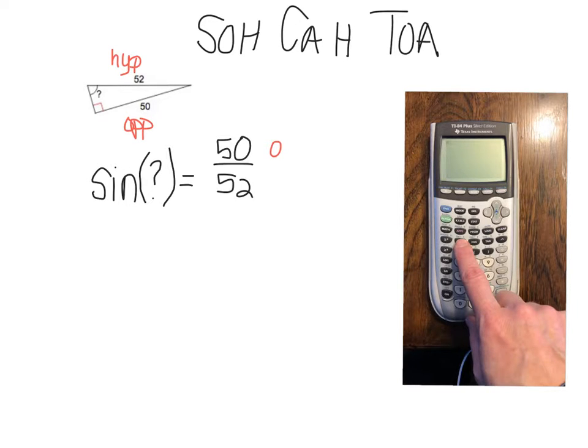So this represents my opposite, and this represents my hypotenuse. So sine is equal to the opposite over the hypotenuse. So the sine of the angle equals 50 over 52. Well, in order to get the angle by itself, which is what I'm trying to solve for, I need to undo the sine from that angle. This isn't multiplication, so it's not like I can just divide by sine. I need to undo it.